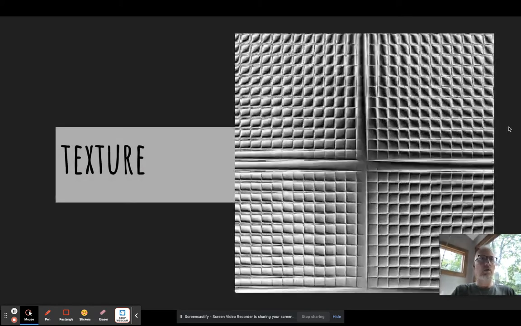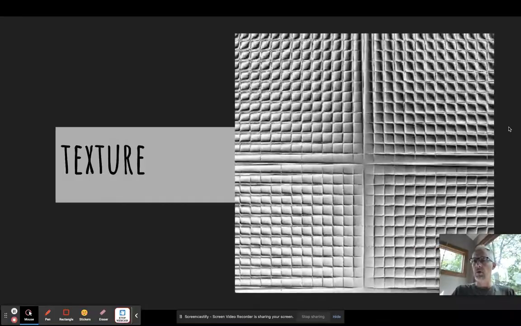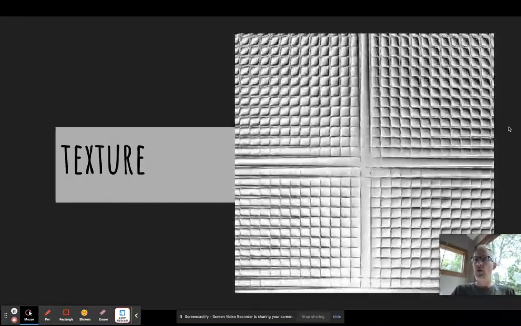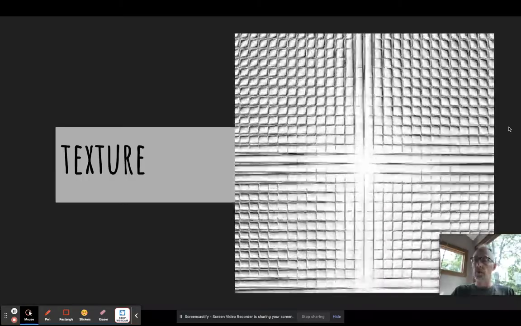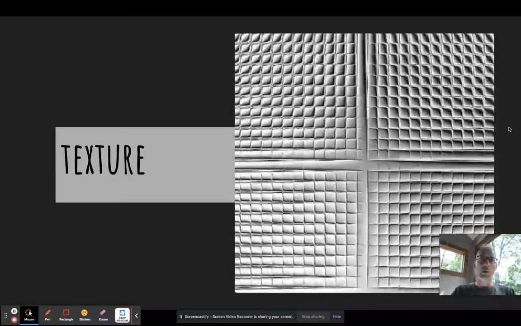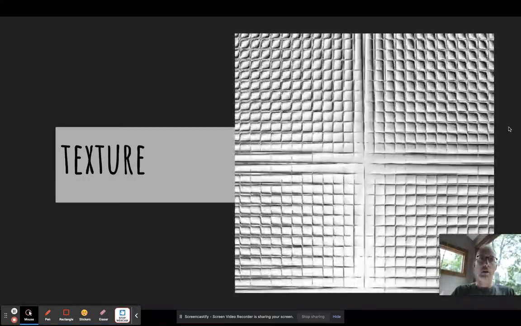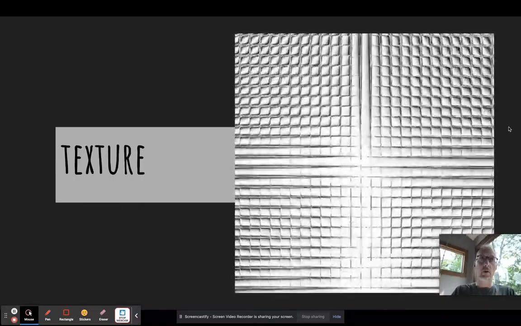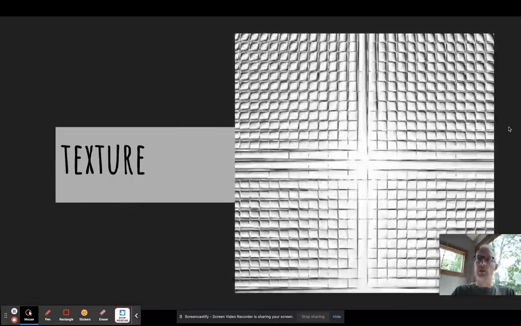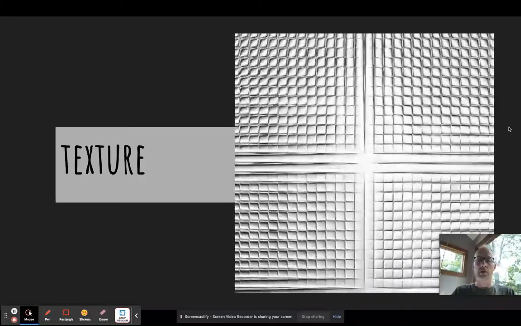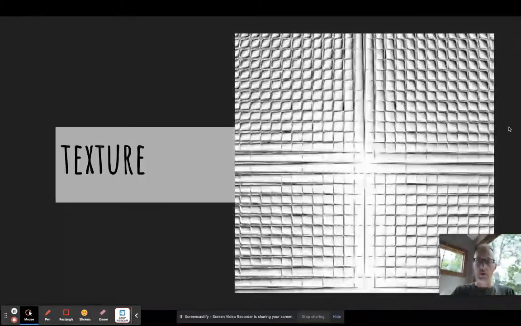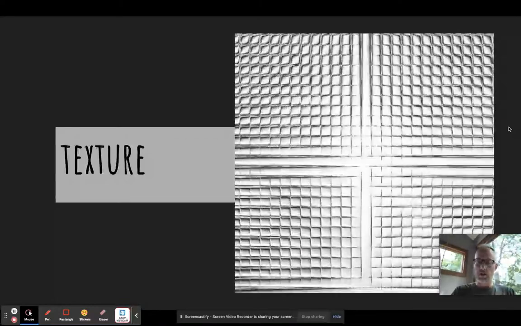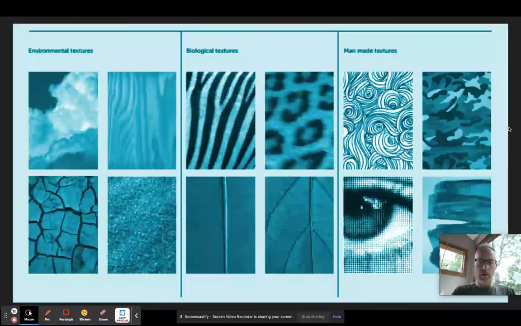Texture. Texture refers to surface quality. What does something feel like or appear to feel like? And just like form, it can be realistic or it can be implied. We can see a picture of alligator skin on a photograph, but we can't physically touch it, but we can imply that there is texture there. Just like this image that we have here, we can imply that there is a texture here as it undulates in the frame there.